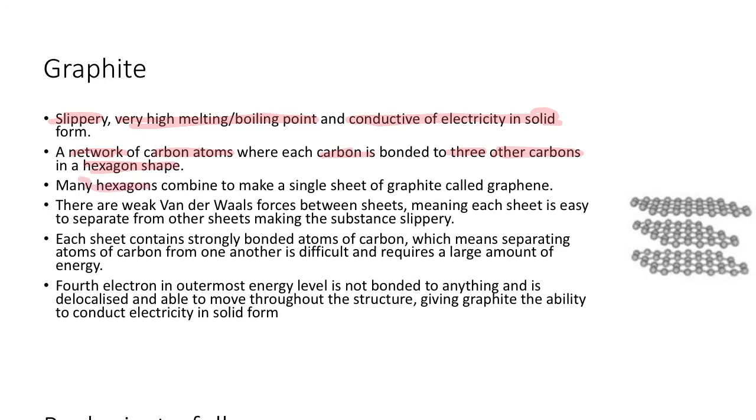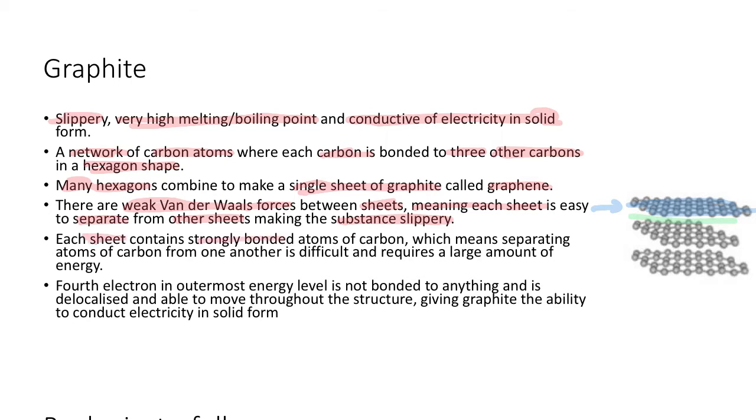Many of these hexagons combine together to make a single sheet of graphite, also known as graphene, right? And then there are weak van der Waals forces between each sheet, meaning each sheet is very easy to separate from other sheets, making the substance very slippery. Effectively, if you were to apply a force across this, this sheet here would move because there are only weak forces between the sheets. So that entire sheet would move, but all of the atoms within that sheet would still be bonded together. The sheet would move, not the individual atoms. All right, that's what makes them slippery.